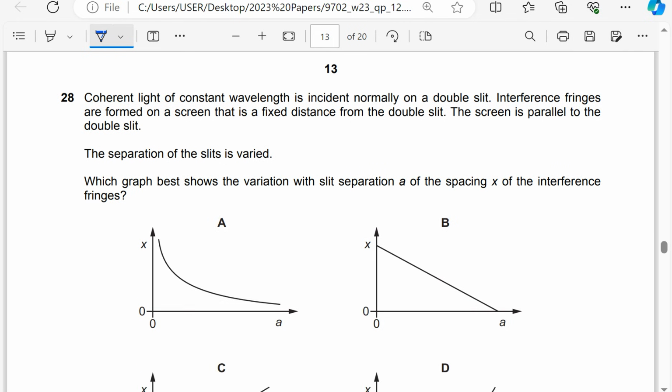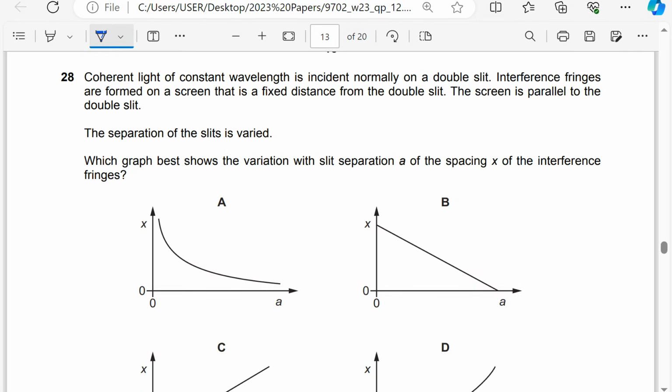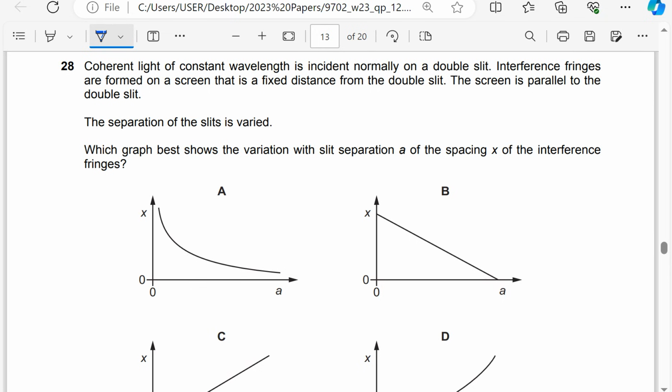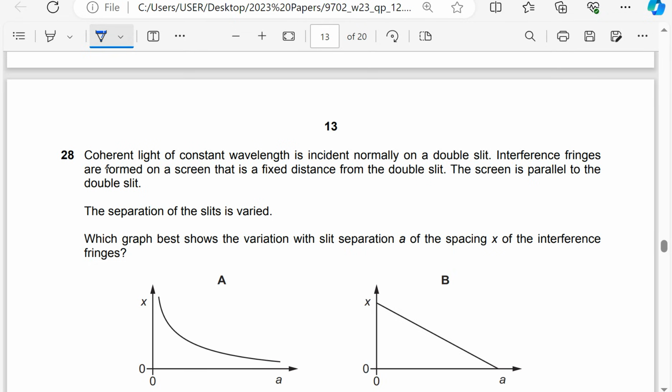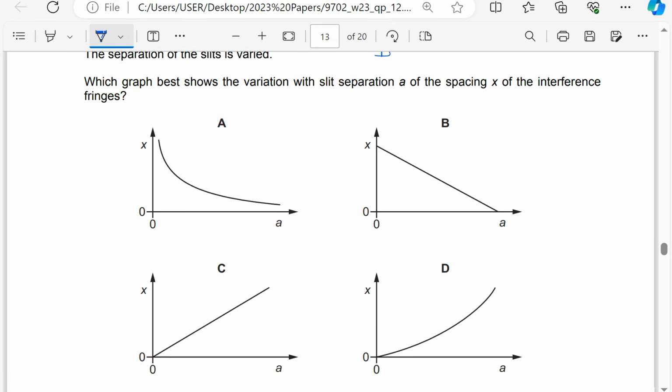Coherent light of constant wavelength is incident normally on a double slit. Interference fringes are formed on a screen that is a fixed distance from the double slit. The screen is parallel to the double slit. Remember, if it is a double slit, the first thing to come into your mind is lambda is equal to aX divided by D, which means the graphs here are x against a.